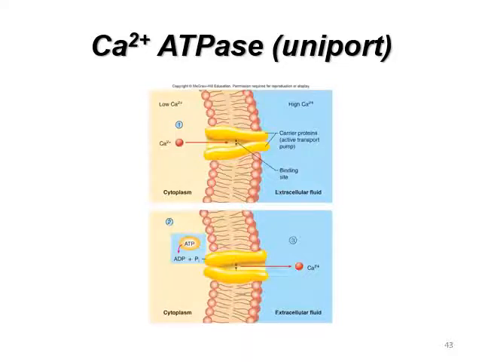Just showing you a visual example of, in this case, a uniport. We got calcium ATPase. So what do you think it's going to do? It's going to move calcium, using ATP to move calcium from an area of low to an area of high. Okay, so it's going to move calcium in this way, and it is a primary transport. It's an ATPase, so therefore it is a primary transporter. Okay, it's in primary active transport.